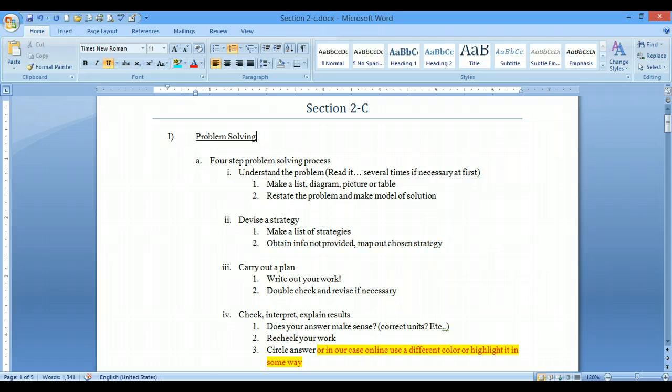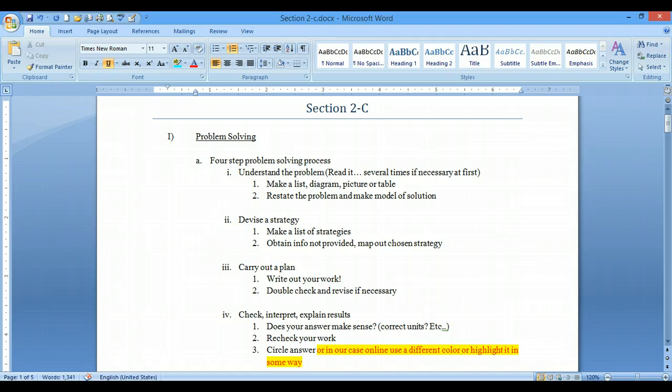The second step is devise a strategy. So you can make a list of strategies. You don't have to write them down, but think of different things that might work. And then obtain information not provided. So maybe make a couple of calculations if it gives you some dimensions, and map out which strategy you would like to use. The third step is carry out your plan.